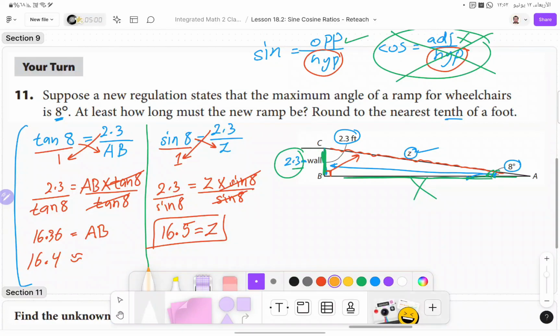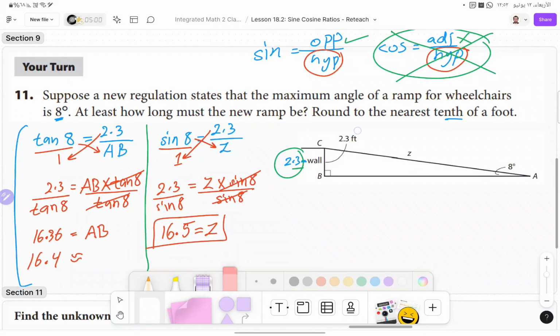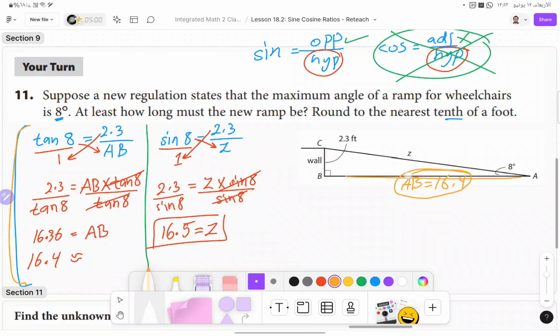Maybe some of you will ask me, teacher, why did you use the tan? Or let's rephrase the question. When you use the tan at the beginning, you found the side, right? So you already found AB, which is equal to 16.4. So maybe some of you will ask, teacher, when I found the adjacent, can I use it to replace it here and find the hypotenuse? I will say yes, you can.